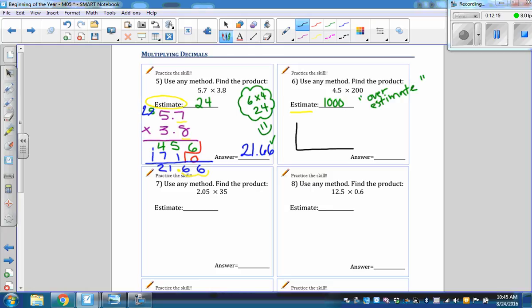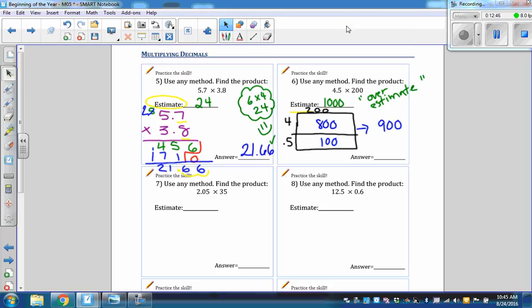What I like about this is I'm going to put my 4.5 here and my 200 here. 4 times 200 is 800. And 0.5 times 200 is the same as half of 200, which is 100. So my final answer is 900.